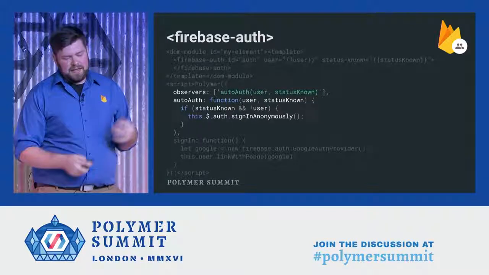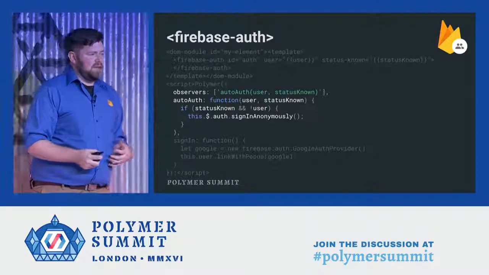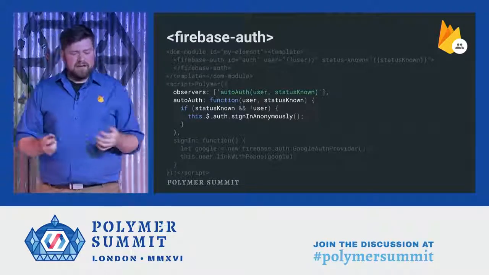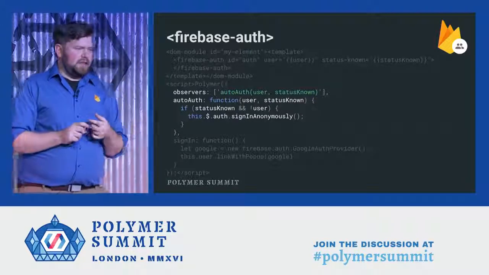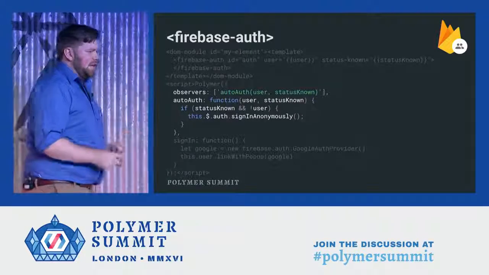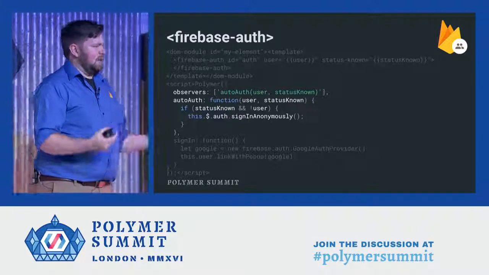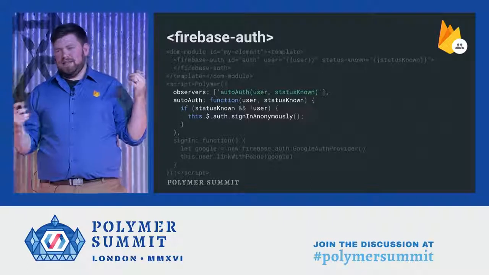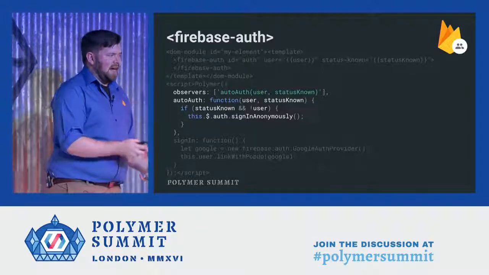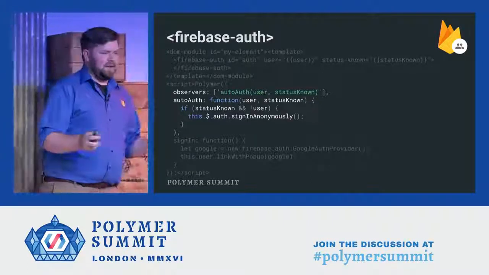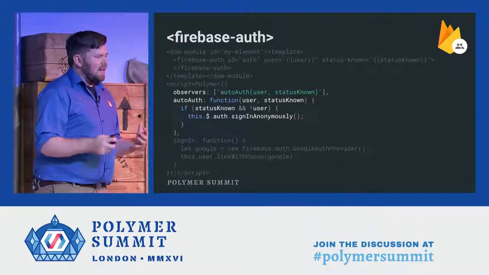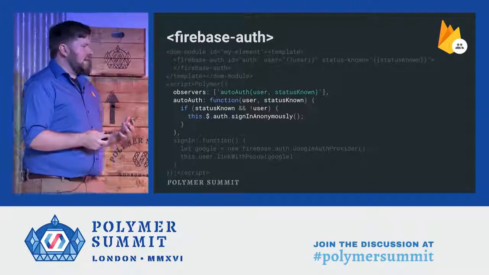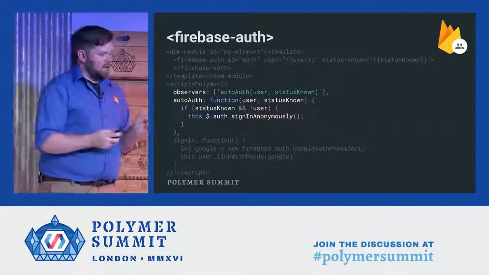So here, I'm setting an observer on user and status known, and I'm calling a method called AutoAuth. And what AutoAuth does is just says, if we know that the user is not logged in, then let's go ahead and automatically log them in with an anonymous account. We don't need any credentials from the user. We don't need anything else. The account is stored on the device, and now you can sync with the real-time database. You can do all the things you would do with the user, and you know that this is an anonymous user. In the security rules and other places, you can see is anonymous is true.